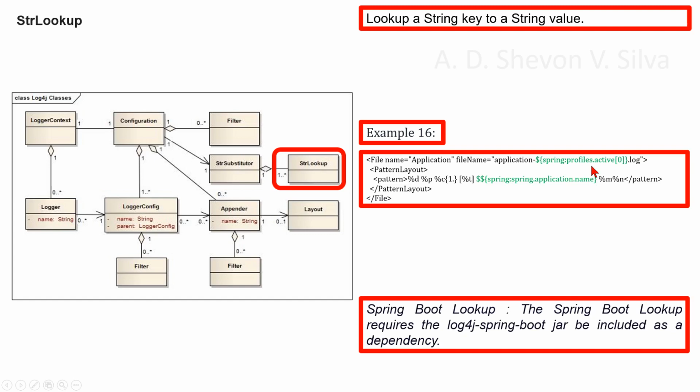To retrieve a single item from the array, append open square bracket, index, close square bracket to the key. For example, to return the first active profile in the list, specify spring:profiles.active[0]. This lookup will return null values until Spring Boot initializes application logging.